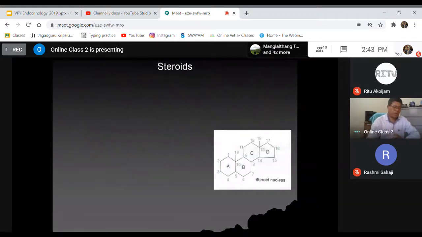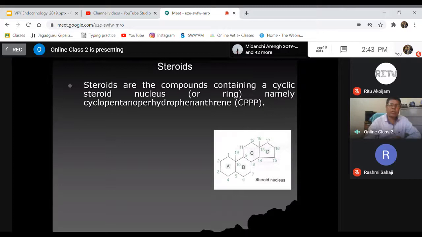Next group is that of the miscellaneous lipids. These are the steroids. Steroids are compounds containing a cyclic steroid nucleus. Any compound which contains this ring system, called cyclopentanoperhydrophenanthrene, with the four ring structures A, B, C, D, will be classified as a steroid.